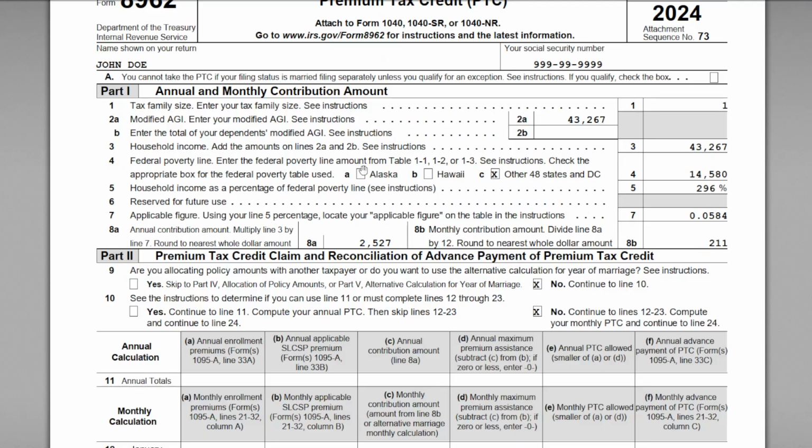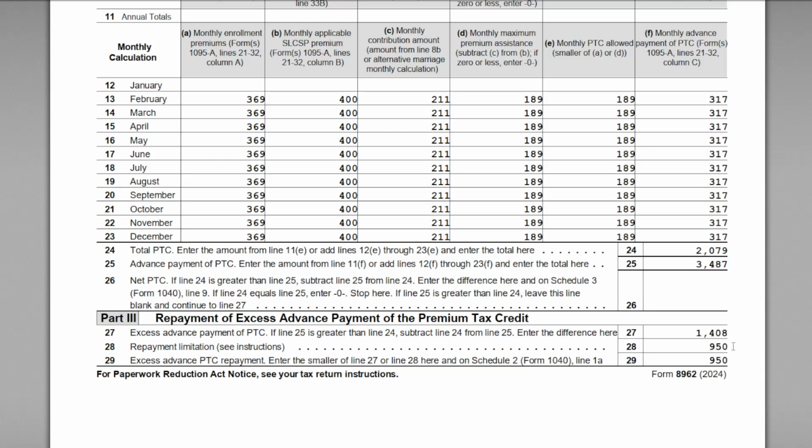All right, so if we go back to John's form here, $950 is the repayment limitation, meaning that even though he has to repay $1,408, that was the excess advance payment of the PTC, it's capped at $950 of repayment. So the excess advance repayment here, enter the smaller of what's reported on line 27 or 28, the smaller number being the $950. So once we have that calculated, we can enter that total on Schedule 2, line 1A.